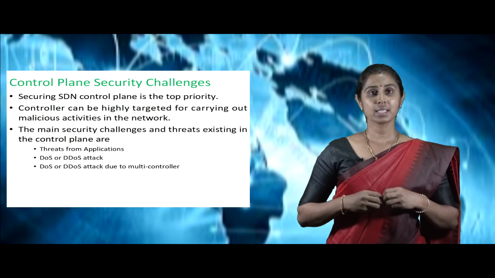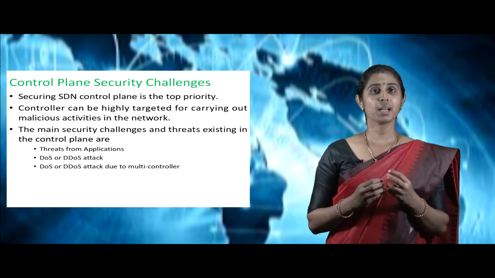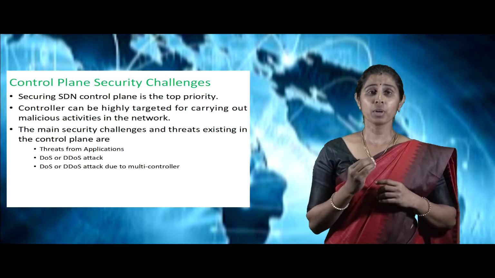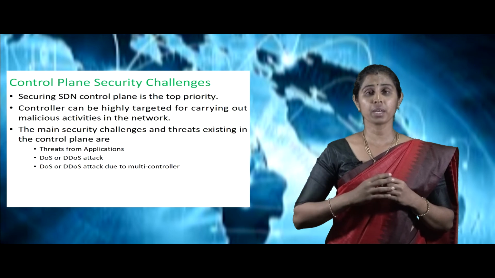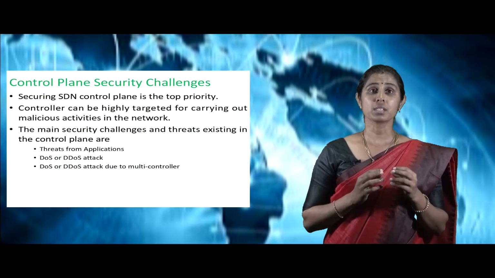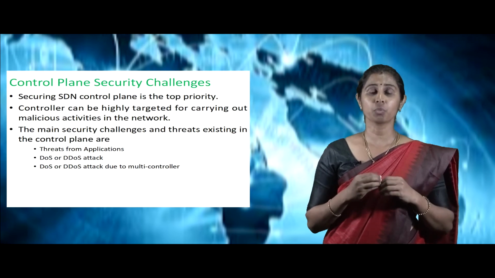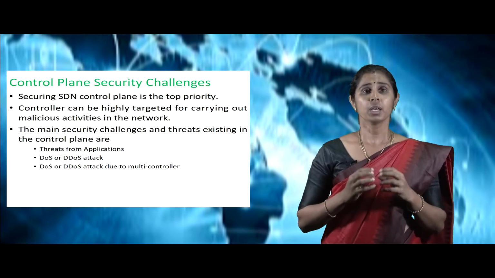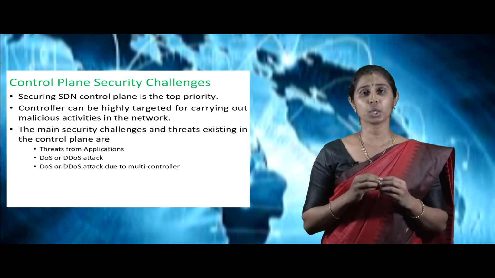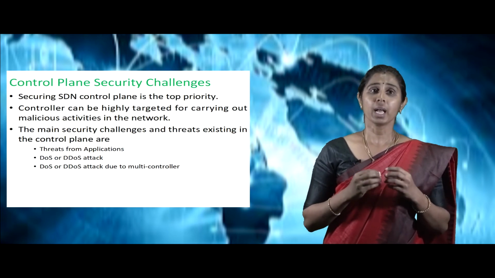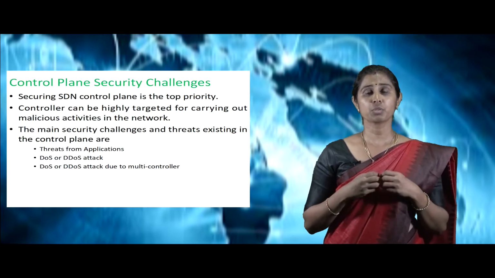The second layer in the SDN architecture is the control plane layer. Now we are going to see the security challenges in the control plane. Securing the centralized decision point of the SDN controller is the top priority. The SDN controller is responsible for managing and controlling the entire network through the network operating system. Therefore, the controller can be highly targeted for carrying out malicious activities in the network. If any threat attacks the SDN controller, then the whole network fails.